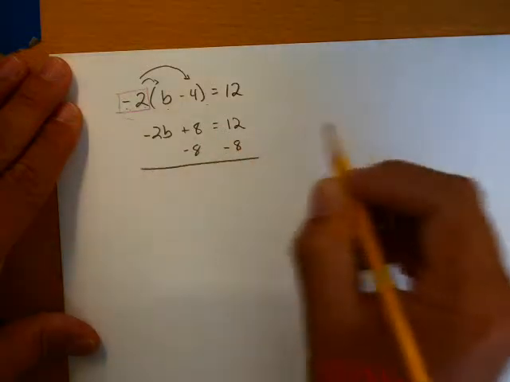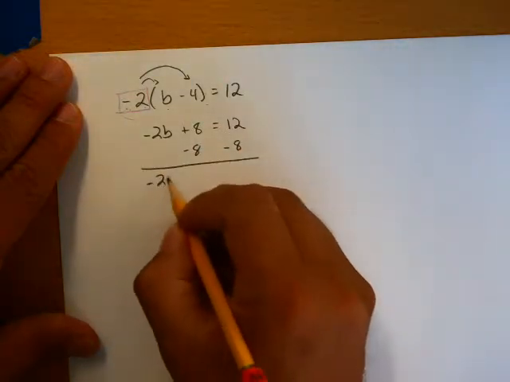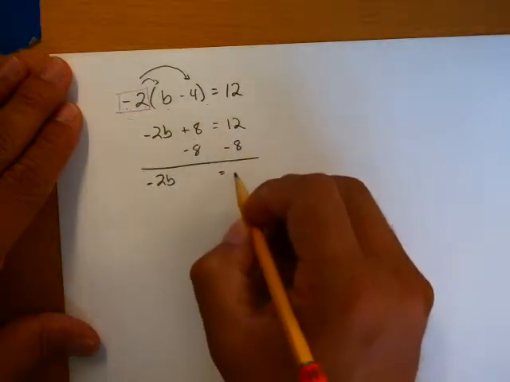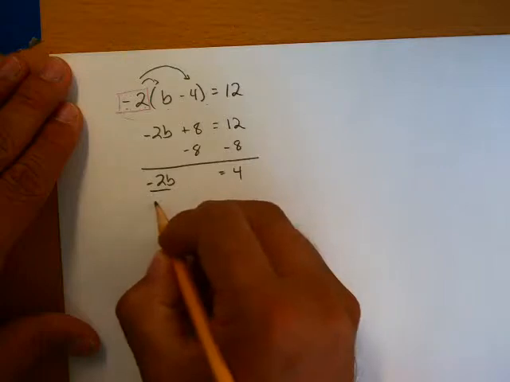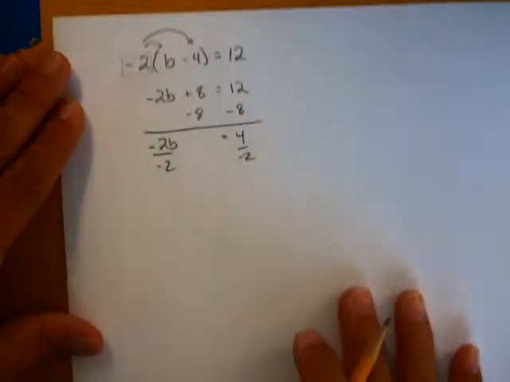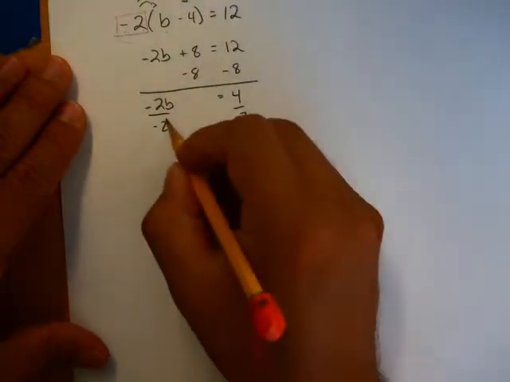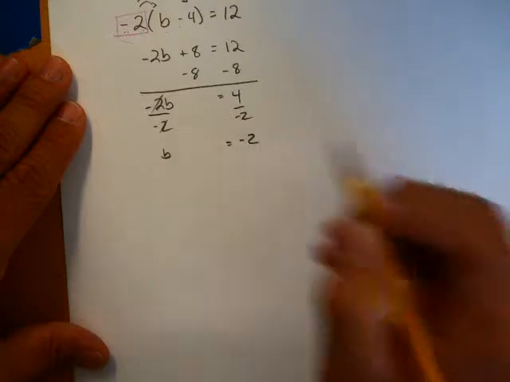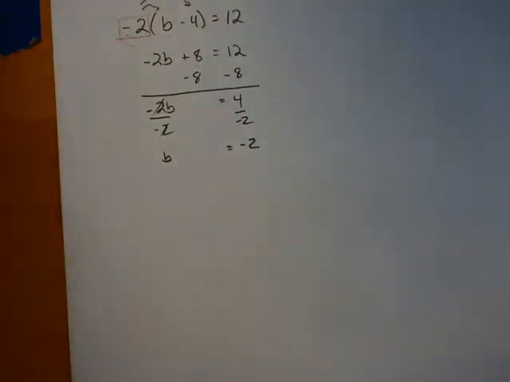And you know me, I like to draw that line. And then negative 2b is going to equal 12 subtracting 8, which is 4. And let's divide by negative 2 on both sides. And we end up with b is equal to negative 2. Alright, I think we got that one.